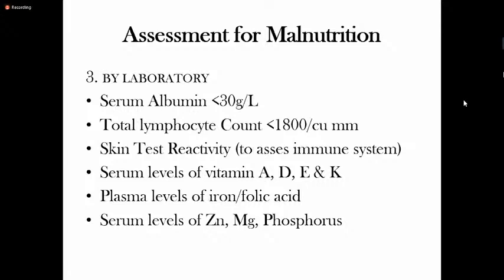The third way of assessing malnutrition is by using the laboratory. In the laboratory, we measure the serum albumin. And if the serum albumin is less than 30 grams per liter in that individual, then they are malnourished, okay? The total lymphocyte count less than 1,800 per cubic millimeter tells you that this patient is immune deficient.